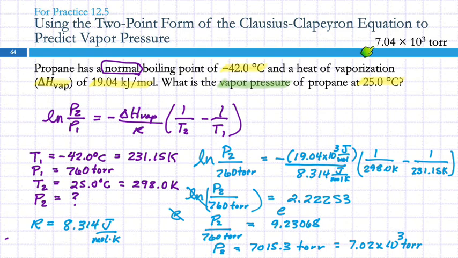The book says the answer is 7.04. Is that a deal breaker? What do we know about the last significant figure? There's some uncertainty there. So this is a little bit different in that uncertain place, and so it's okay.